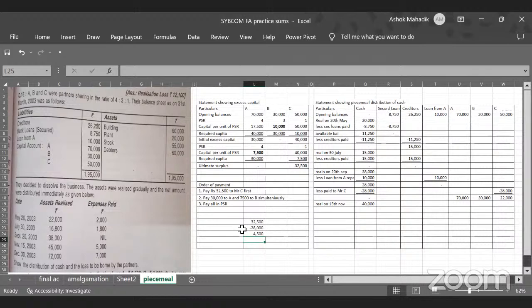This is very important. Don't forget this. What students sometimes do is, whatever cash was available, they paid, and they say that my first order of payment is done. It is not like that. The order of payment says pay 32,500. Out of that, last time we had only 28,000, so we paid that. So still 4,500 is to be paid, so we'll pay that now. Paid to C, 4,500.